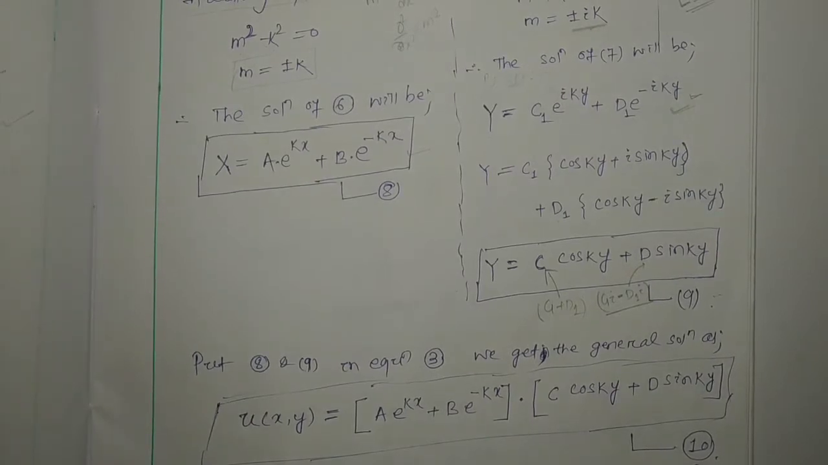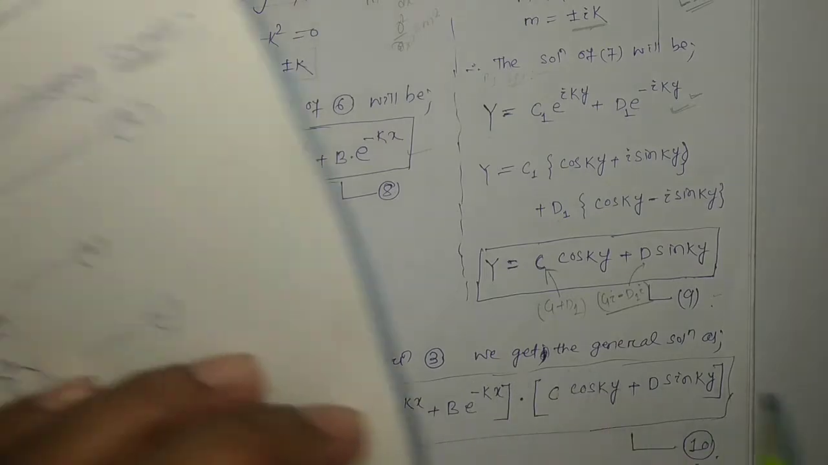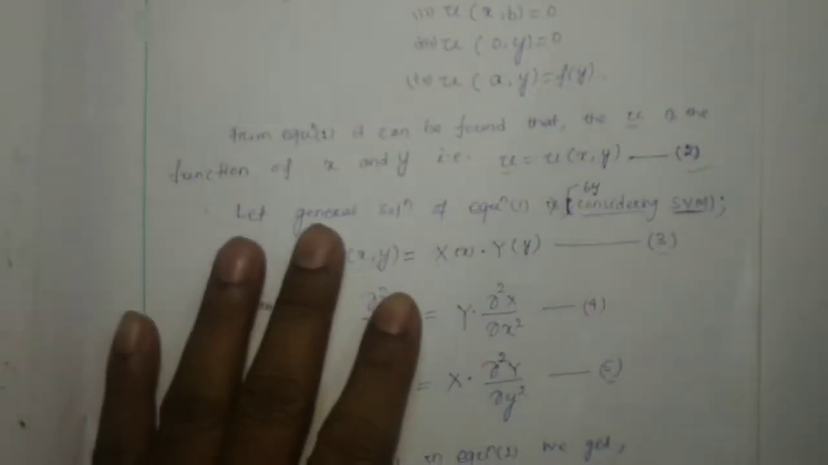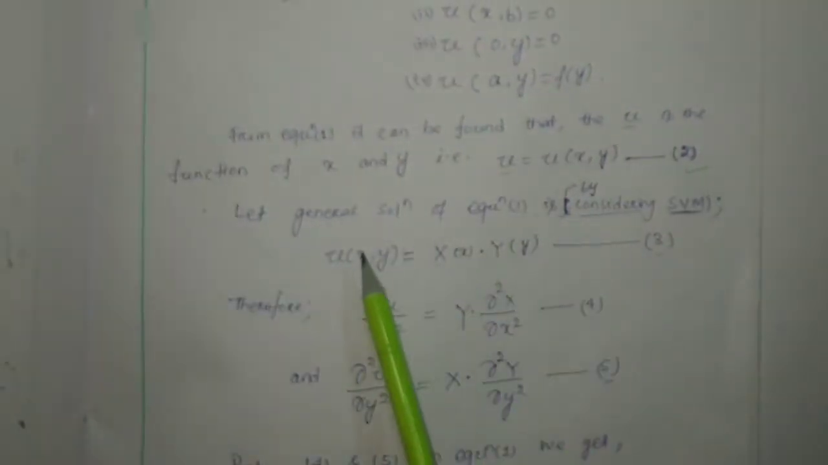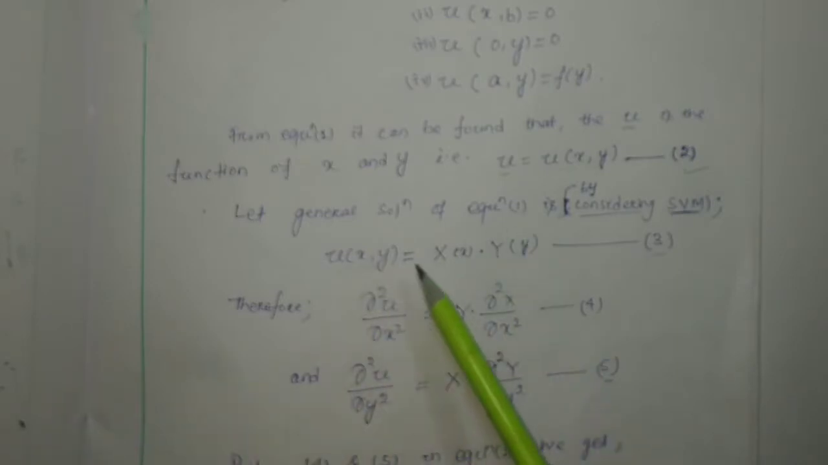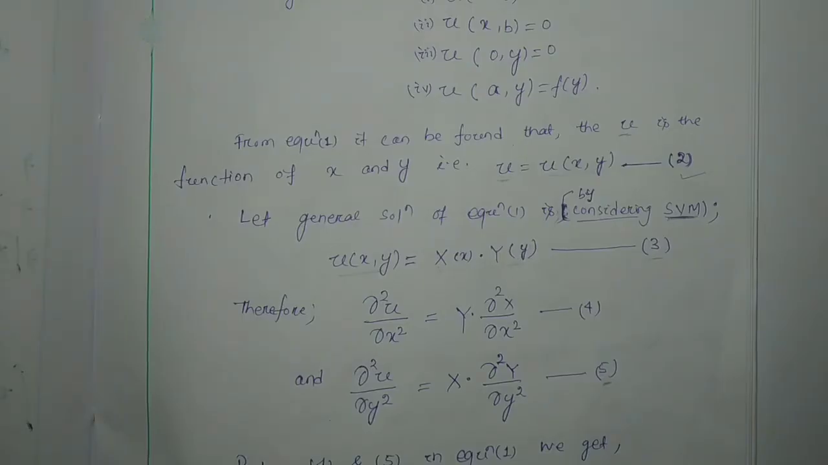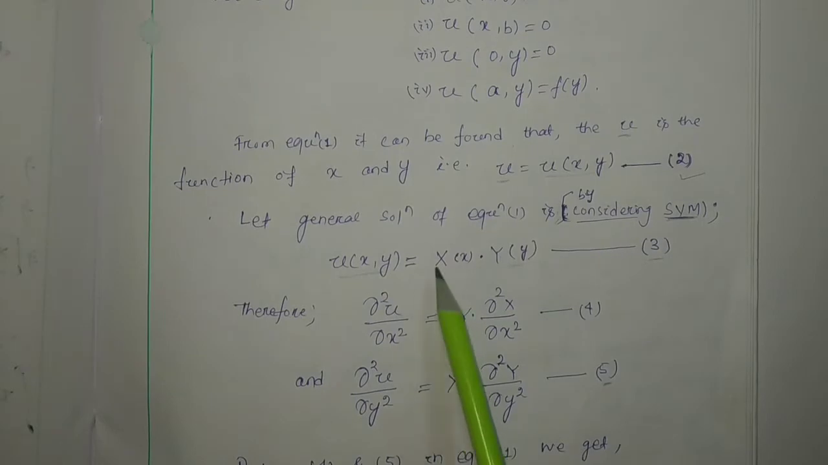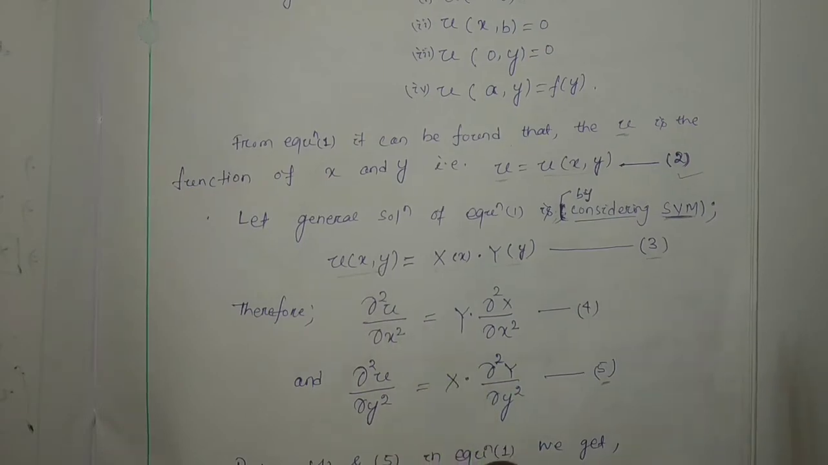Now we have to put this solution, that is equation number 8 and equation number 9, in equation number 3. Equation number 3 is the general solution, that is u(x,y) equal to x into y. Now u(x,y), the general solution, will be how much?